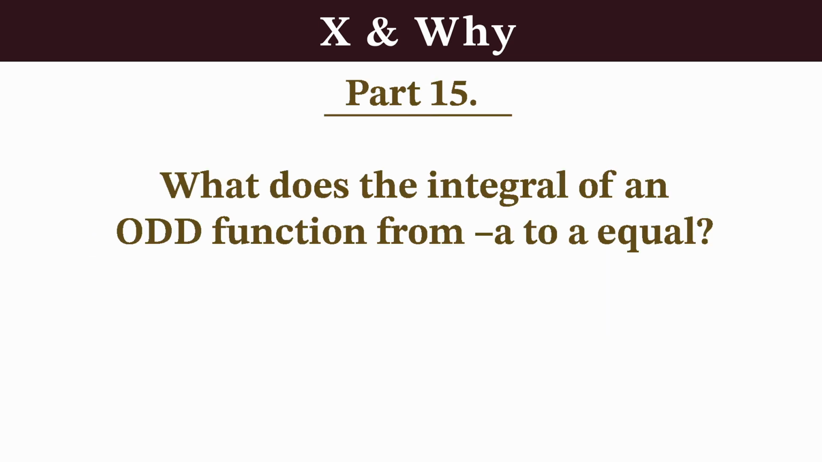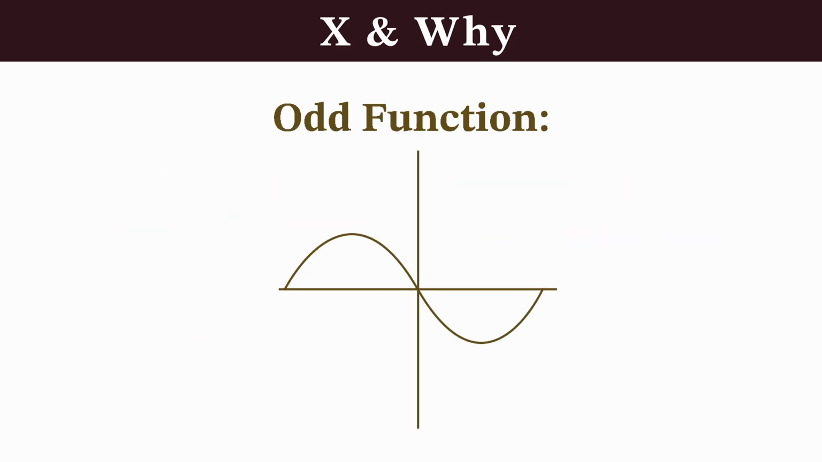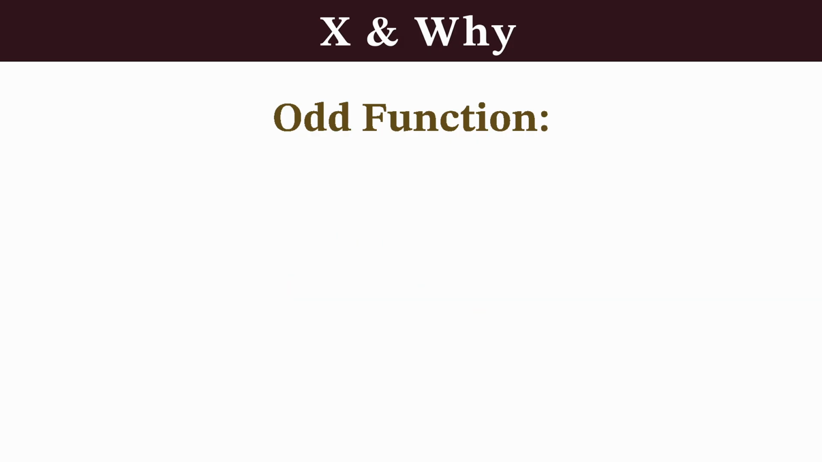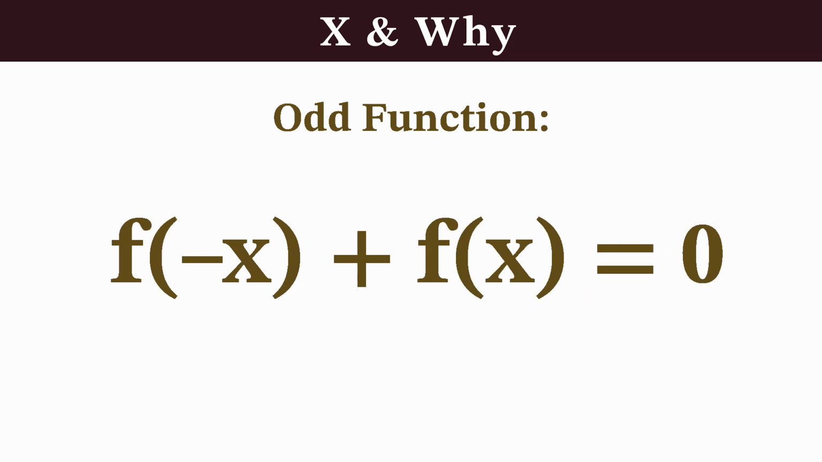Part 15. What does the integral of an odd function from negative a to a equal? This equals 0. Odd functions are symmetric about the origin. In other words, the area under the curve is as much negative as positive, so it cancels out. For an odd function, f of negative x equals negative f of x. If we look at the integral from negative a to a, we can see that this is the same. If you add these functions on one side of the equation, it equals 0.